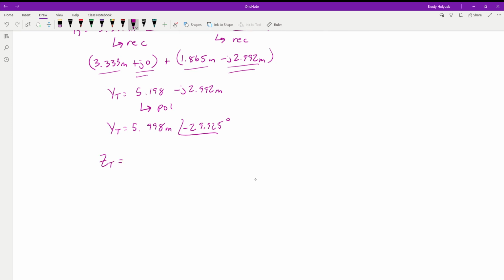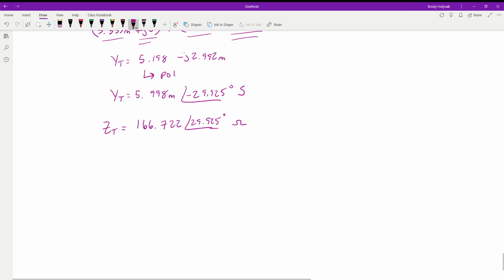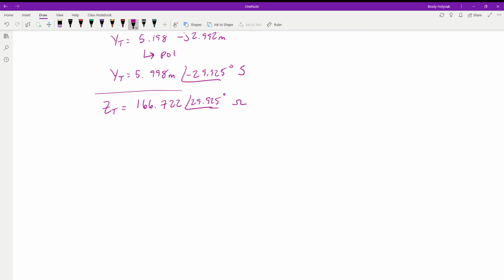And when we do that, we get 166.722 at an angle of 29.925 degrees. And remember, that's all in ohms. The admittance, remember, is in Siemens. So there is our total impedance for the circuit.